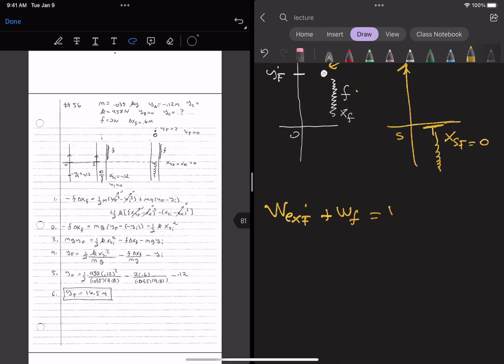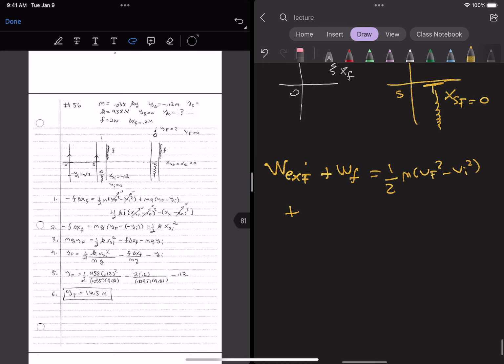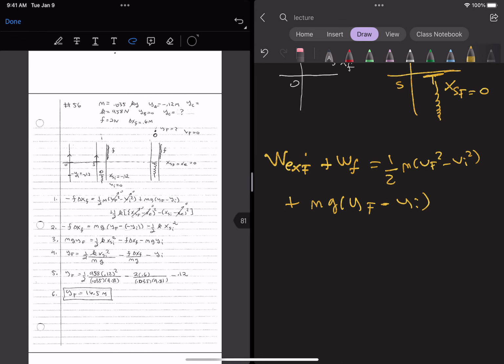So work done by friction, plus the change in kinetic energy, which is going to be 1/2 m times the final velocity of the mass squared minus the initial velocity of the mass squared, plus the change in gravitational potential energy, so mass times gravity times the final height of the mass minus the initial height of the mass, and then plus the spring potential energy term, which is going to be 1/2 k, big parentheses, the final position of the spring minus the equilibrium position of the spring squared, and then minus the initial position of the spring minus the equilibrium position squared.